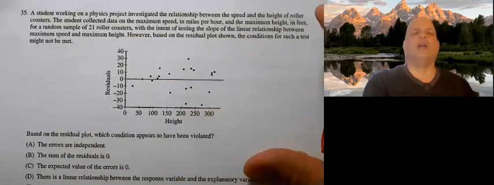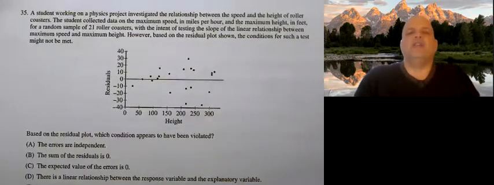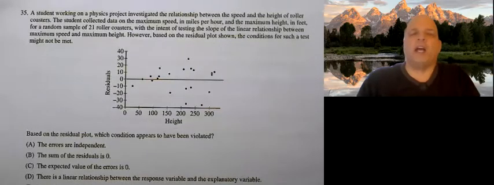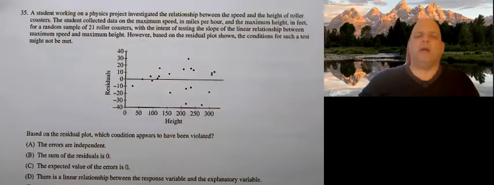A student worked on a physics project investigating the relationship between the speed and the height of roller coasters. The student collected data on the maximum speed in miles per hour and the maximum height in feet for a random sample of 21 roller coasters with the intent of testing the slope of the linear relationship between maximum speed and maximum height. However, based on the residual plot shown, the conditions for such a test might not be met.